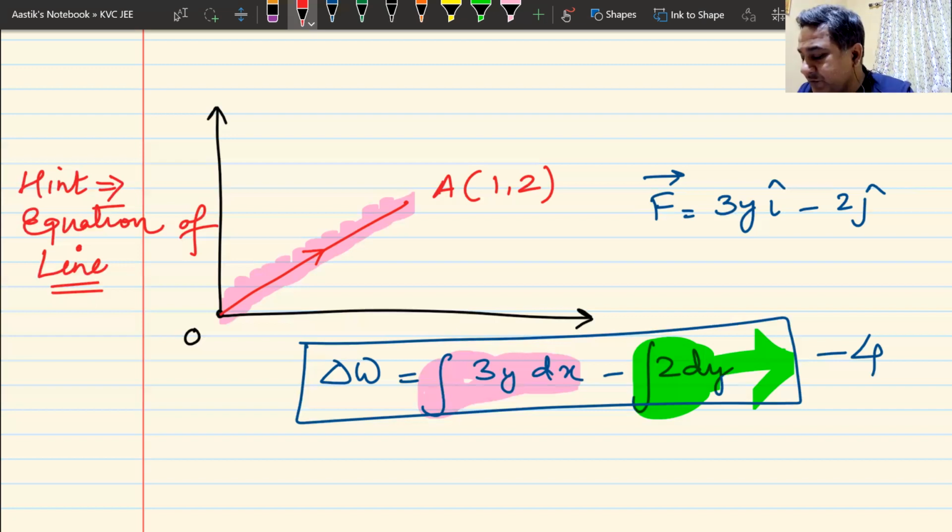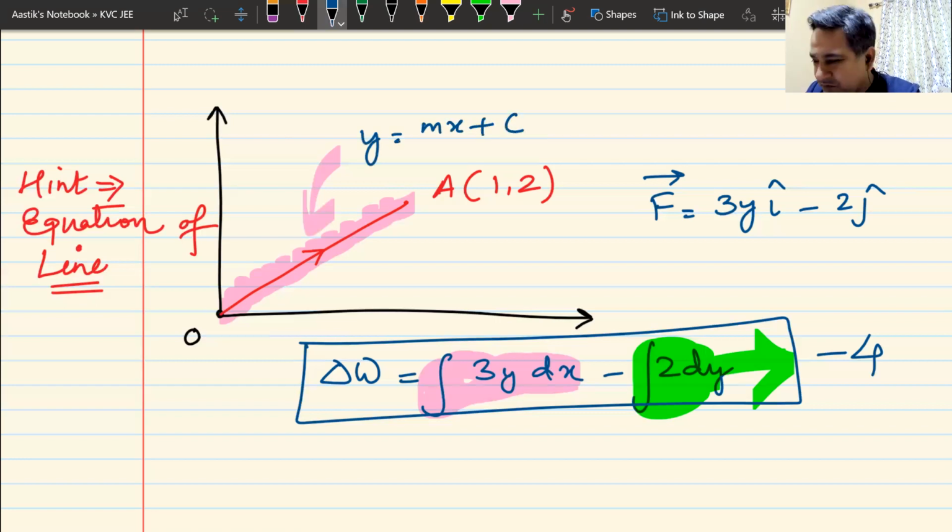Okay. So what I got to do? It is moving from O to A. It is a straight line. I just find out the equation of this line. What is the equation of this line? This is a 9th, 10th standard question. Y is equal to mx plus c is the equation. You are science students. You must know that the value of c is 0, as it passes through the origin. Y is equal to mx is the equation of this line.